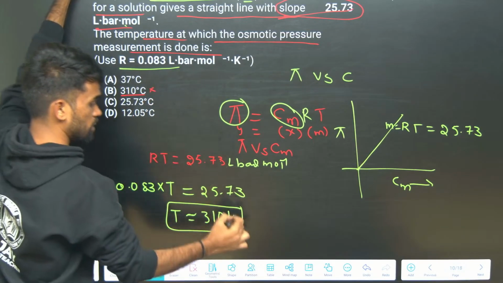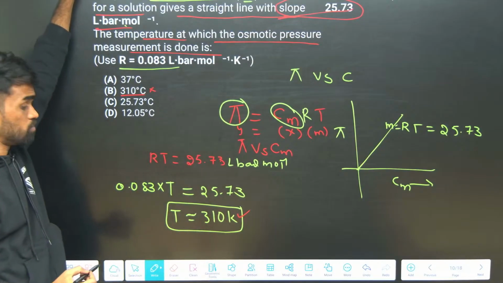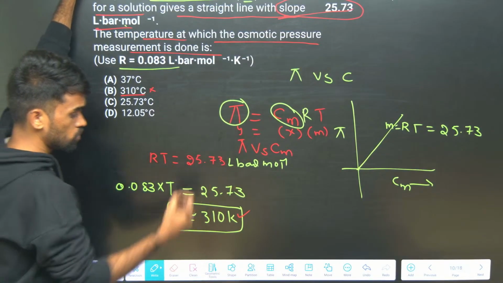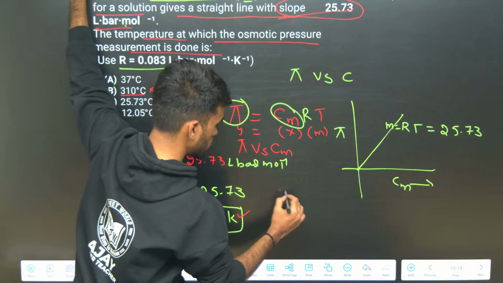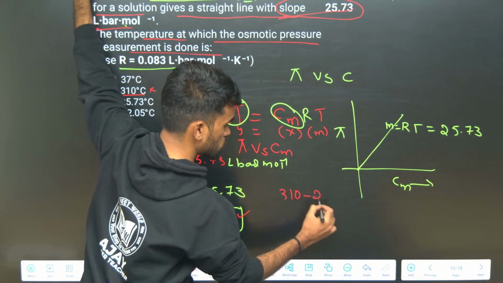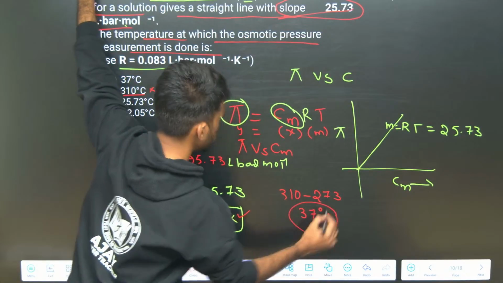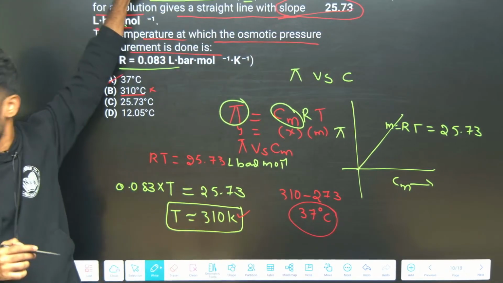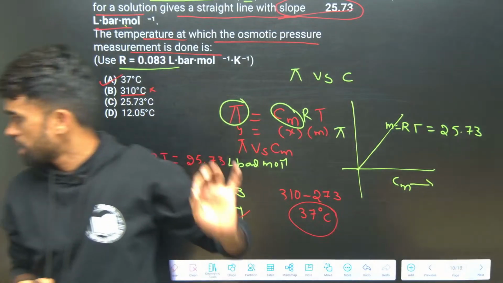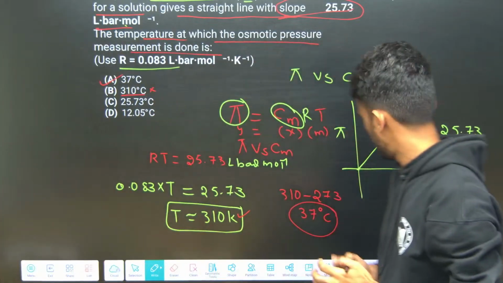This is not the one. We got the answer in terms of Kelvin. Now convert it into Celsius. How much? So 310 Kelvin minus 273 gives how much? 37 degrees Celsius. So we have option number 1 as your answer. Hope this is clear, right? Let me move forward.